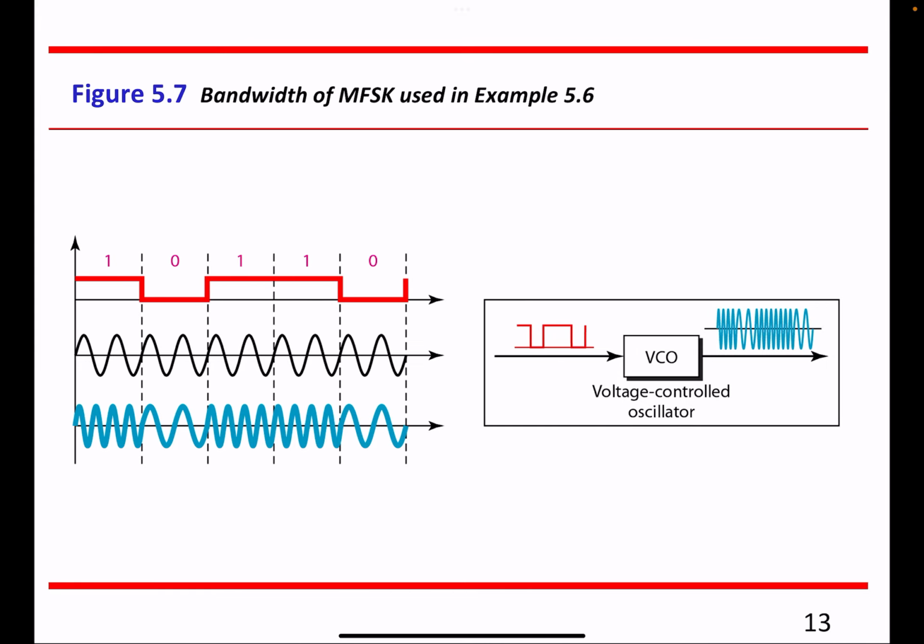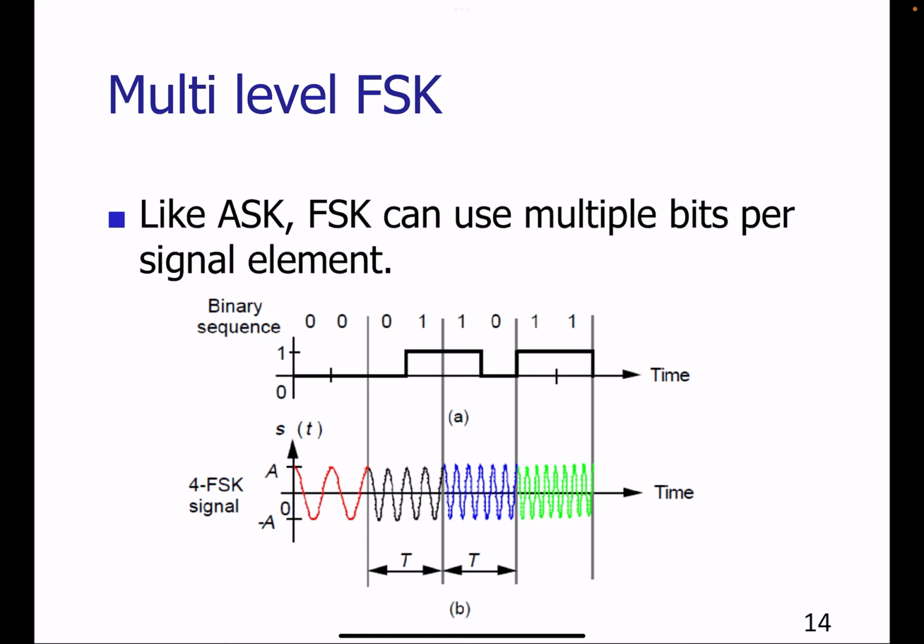Right, so there is another example of this frequency shift keying. As we can see, if the bit is 1, the frequency has increased. If the bit is 0, the frequency remains as it is. Okay, so similar to amplitude shift keying, frequency shift keying can also be used for sending multiple bits at a time. Here is an example.